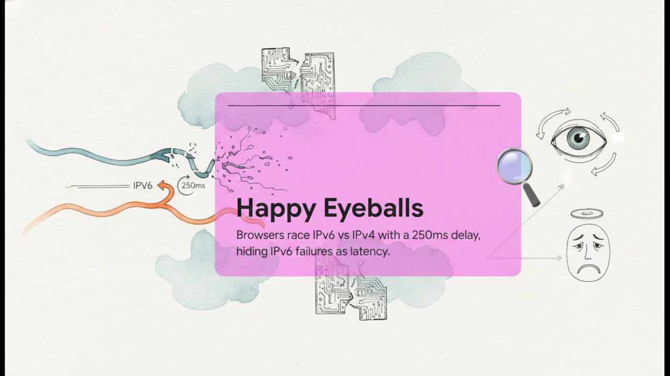So what does this mean for you? It means if your IPv6 path is broken, your users aren't going to see a helpful error page. Nope. Instead, they're going to suffer this hidden 250 millisecond latency penalty on literally every single connection, and they'll start complaining about slow page loads that are nearly impossible to track down if you're only looking at your IPv4 traffic.